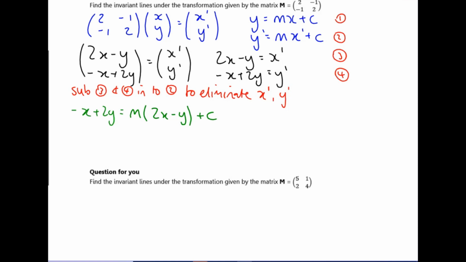Next, I'm going to try and get rid of y, so it's just in terms of x. So now I'm going to substitute equation 1 into this result that I've got here.